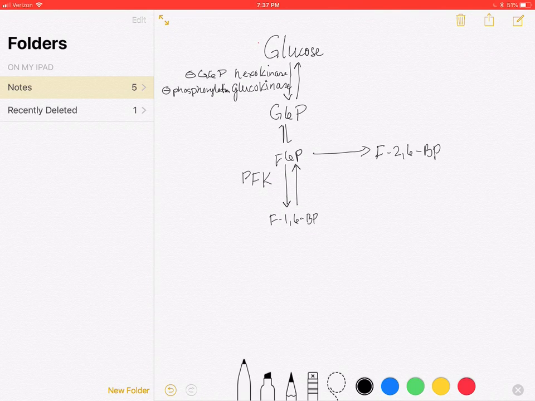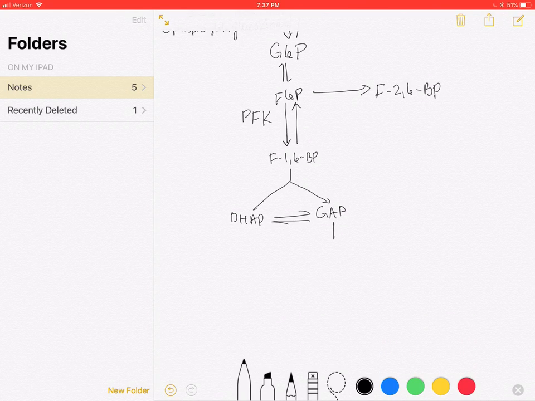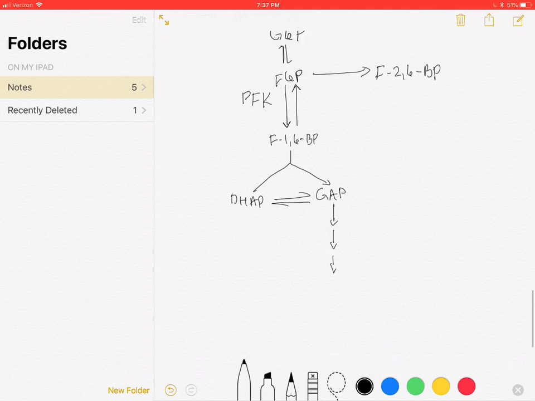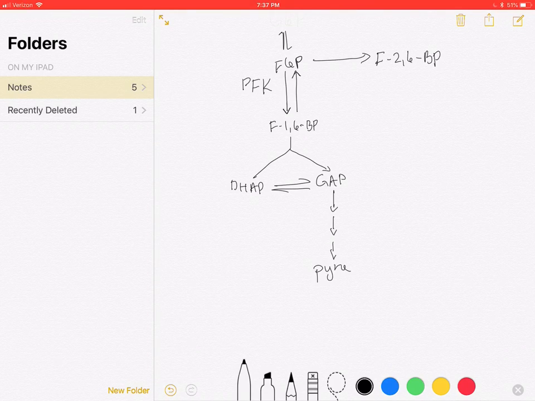So after we have two phosphoryl groups on, it immediately gets cleaved into two parts, dihydroxyacetone phosphate and glyceraldehyde 3-phosphate, GAP. And these are in equilibrium. And there's another equilibrium here, the triose isomerase. And then there's several steps, and we get to pyruvate, the end of glycolysis. Anaerobic glycolysis continues with lactate on this side.